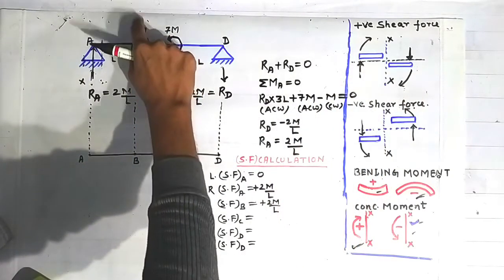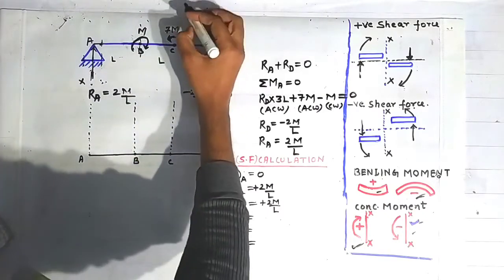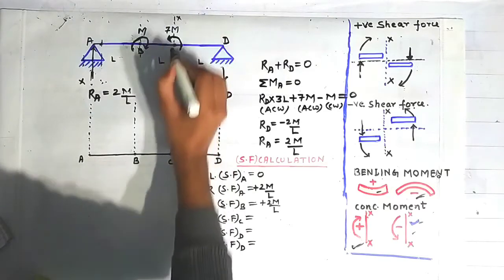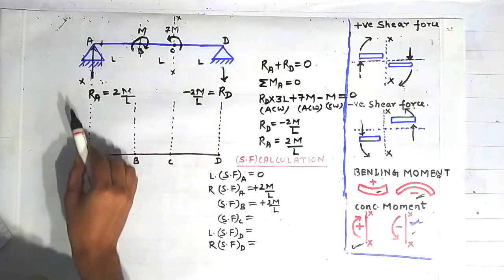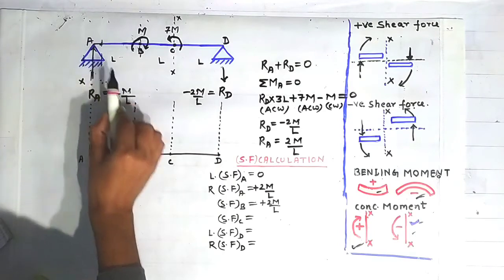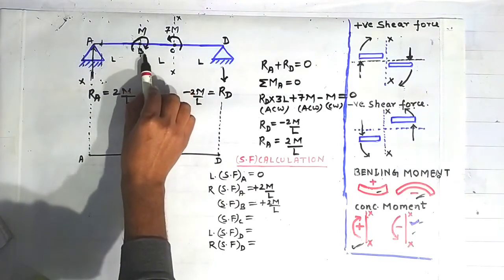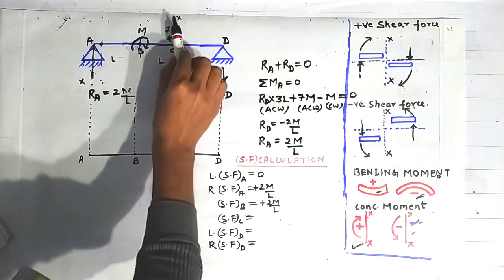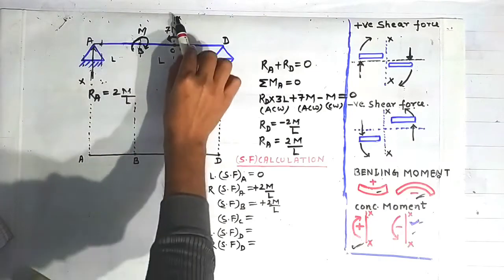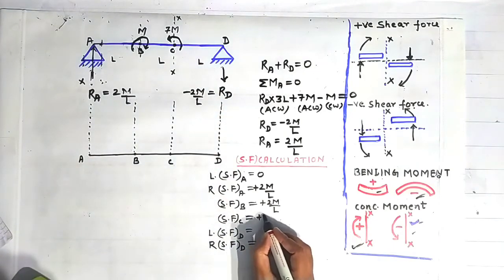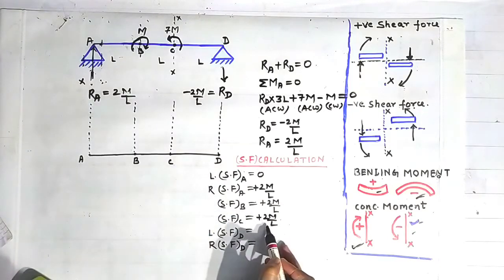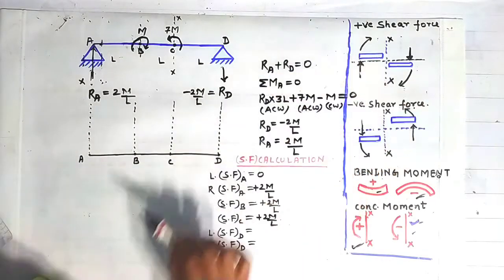Now we will find out the shear force at the point C. So at the point C, if you draw a section like this to find out the shear force, now on the left side of this section, this force is only contributing toward the shear force. This moment will not contribute toward the shear force because a concentrated moment does not contribute anything toward the shear force. That's why the shear force at this section will again be equal to plus 2M/L, that is equal to this RA, which is equal to 2M/L. So written here, and the sign will be positive according to this sign convention shown here.